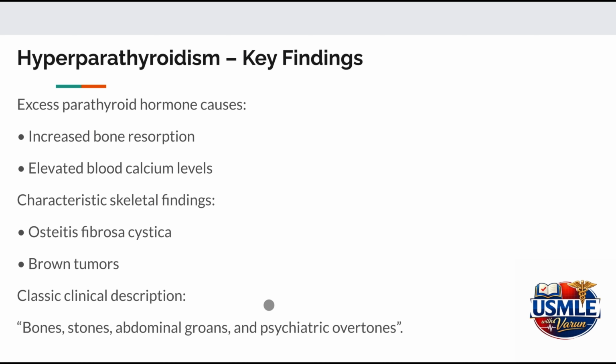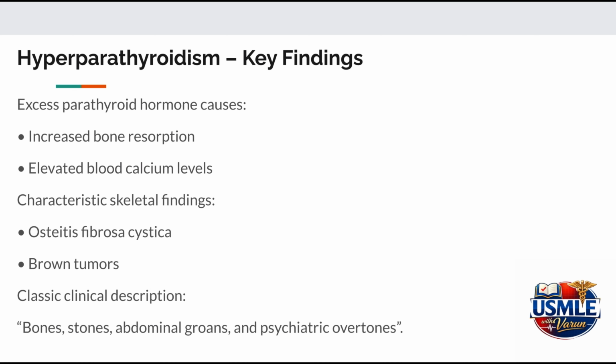Hyperparathyroidism causes excessive secretion of parathyroid hormone, which significantly affects bone metabolism. Parathyroid hormone usually increases bone resorption, leading to release of calcium from the bone into the bloodstream. As a result, patients develop elevated blood calcium levels, and progressive bone loss is also a possibility. Characteristic skeletal changes include osteitis fibrosa cystica, which occurs when the bone is replaced by fibrous tissue. Another feature is the formation of brown tumors, which are reactive bone lesions caused by excessive osteoclast activity.